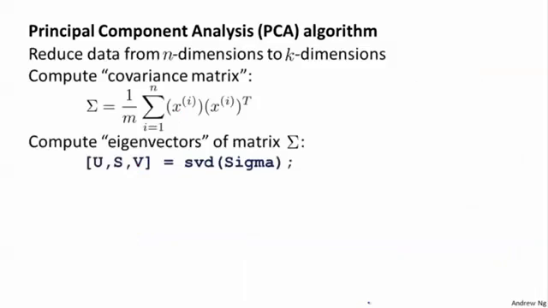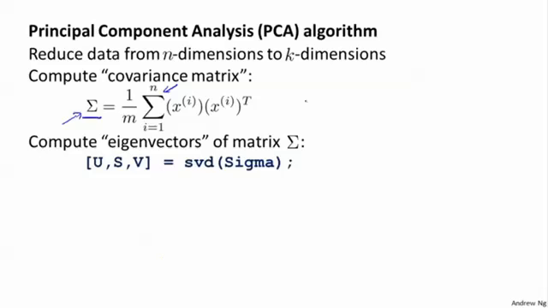Here's the procedure. Let's say we want to reduce the data from n-dimensional to k-dimensional. What we're going to do is first compute something called the covariance matrix. The covariance matrix is commonly denoted by the capital Greek letter sigma. It's a bit unfortunate that the Greek letter sigma looks exactly like the summation symbol. This is the Greek letter sigma, used to denote a matrix, and this here is a summation symbol. Hopefully in these slides there won't be ambiguity about which is sigma, the covariance matrix, and which is a summation symbol. It should be clear from context when I'm using each one.